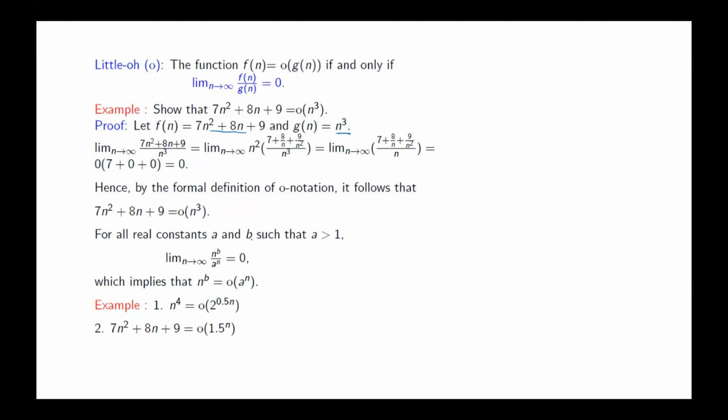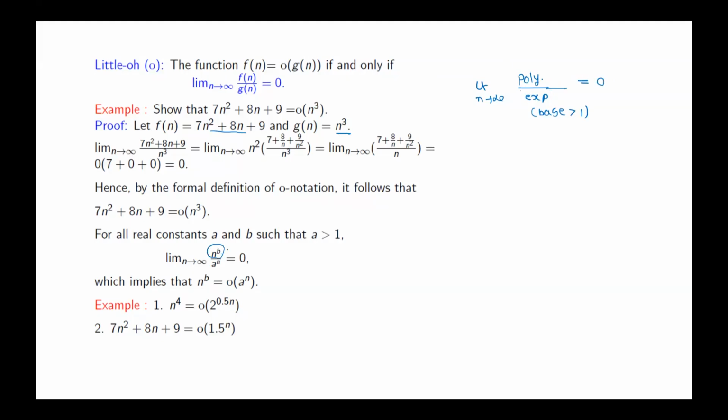Similarly, last class I explained this: if we take limit n tends to infinity of any polynomial function by an exponential function, but the base we should take as greater than 1, what is the value that we get? We know that the order of growth of the exponential function is strictly higher than the order of growth of a polynomial. What is that? It is a polynomial function.